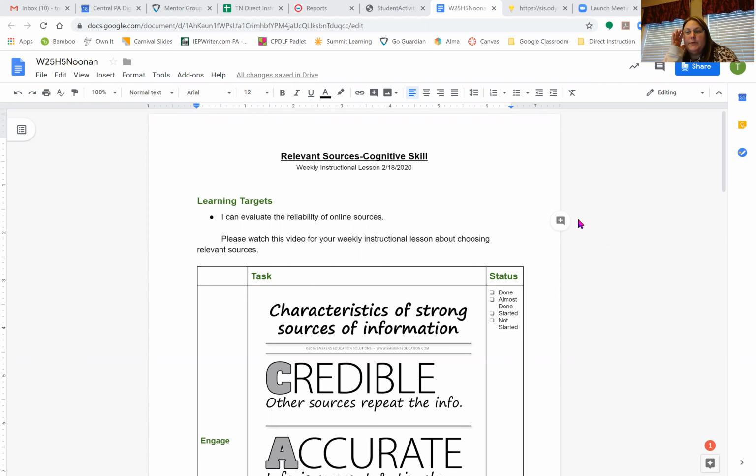You can get a source from a newspaper, a magazine, or somebody that was actually there for an event could be a source. But a lot of times now, because we're in a cyber environment, we tend to go online for a lot of our answers. So how do we know when we're online if something is reliable and if it's credible?